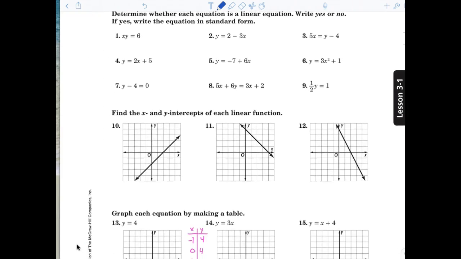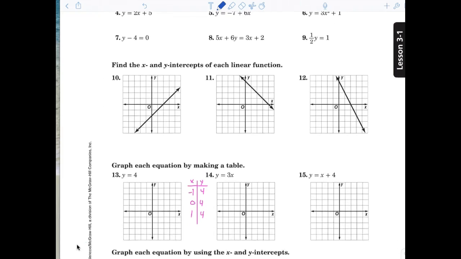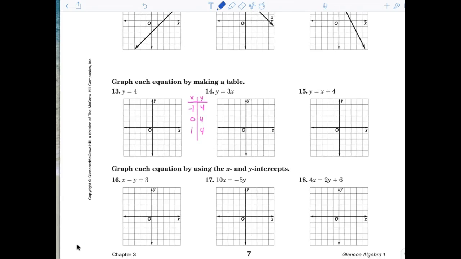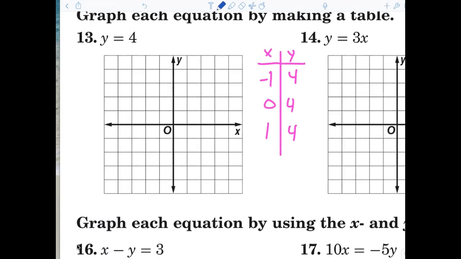Now, the only one I want you to look at now is question 13 on the next page, and then I'm going to leave you alone. This one's a little awkward, right? Because I don't have an x. Do you agree? But it says that y is always what? X can be anything. So if x can be anything, we're just going to go negative 1, 0, and 1. And then all the y values would be what? 4. And you can see if you graph those lines, you end up with a horizontal line. All right, is everybody with me on this?